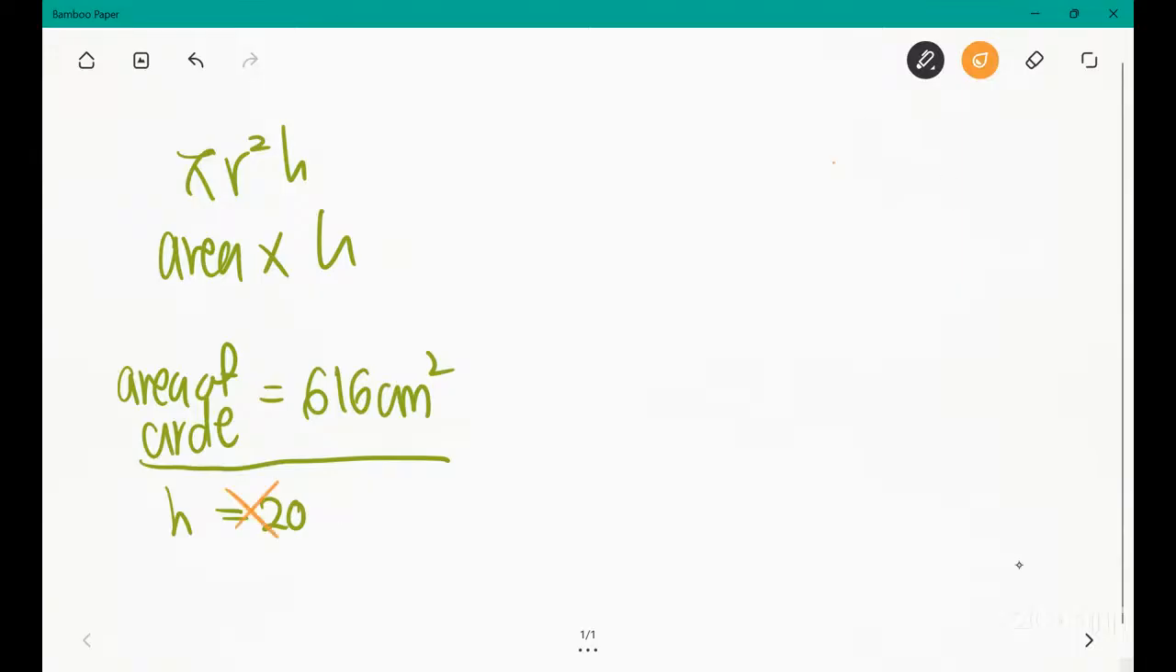Because remember, area of a circle is only this portion, pi r squared. So using that itself, you can find r, because here they have given you the area of a circle. In your equation of volume of a cylinder, you have two broken parts. One is the area of a circle and one is the height. The height, you don't even need to answer this question. You can simply directly use pi r squared equals 616.